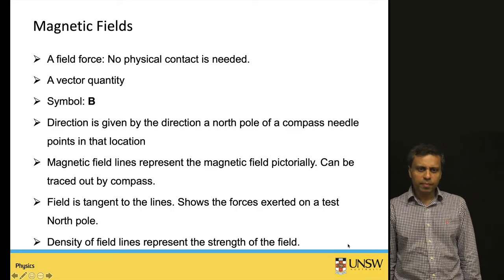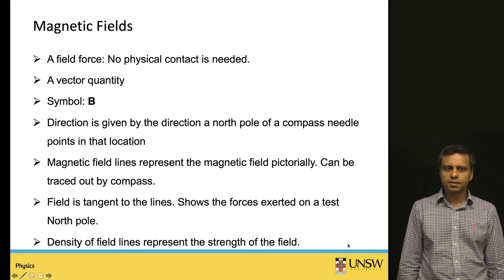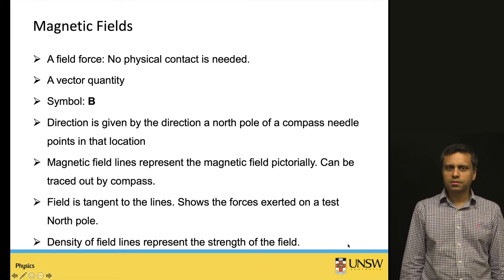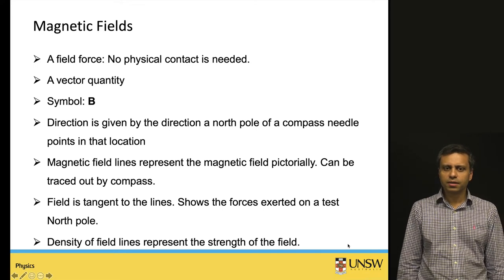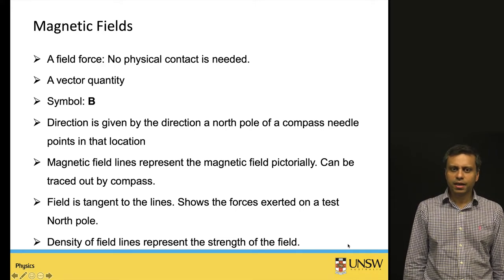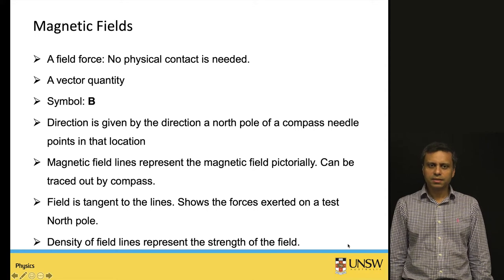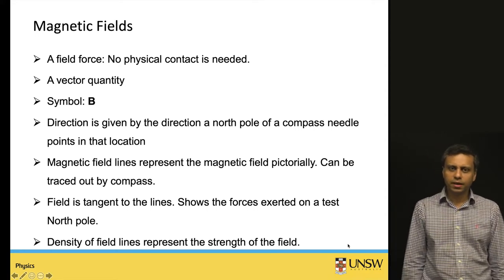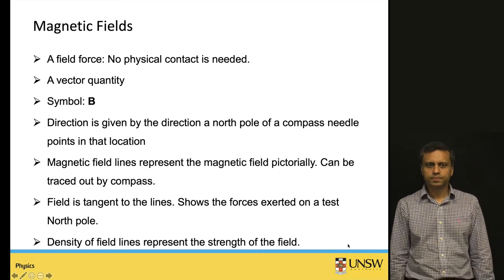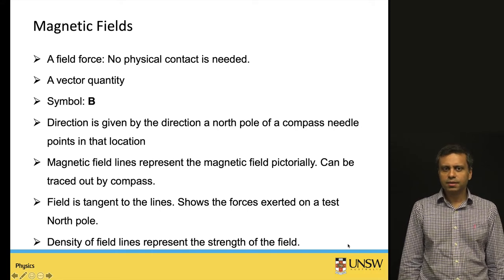So now let us talk about magnetic fields, and you will encounter magnetic fields almost in all areas of physics, so it is important to understand what these are. This is a field force, so it doesn't require any physical contact. If you have a magnetic pole, there is a magnetic field that develops in its vicinity. And if you bring another magnet close to it in this magnetic field, then that magnet experiences a force, the magnetic force. So magnetic fields are vector quantities.